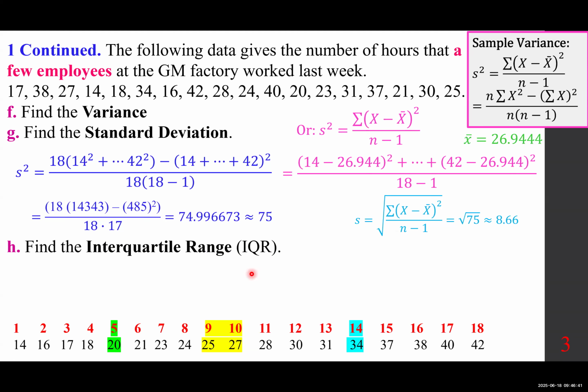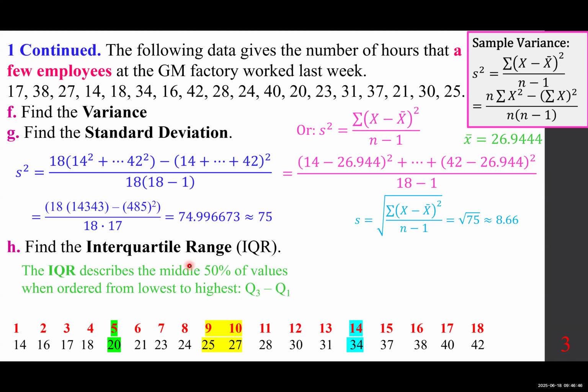Find IQR, interquartile range. So first and foremost, what is that? IQR describes the middle 50% of values when ordered from lowest to highest. And by definition, it is Q sub 3 minus Q sub 1. And we need to find those. Obviously, if you recall, we had the median. So this is Q sub 2.